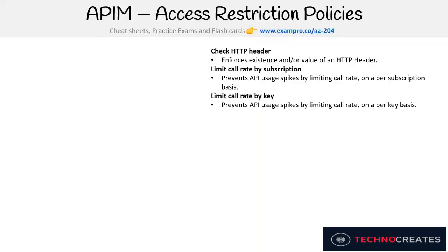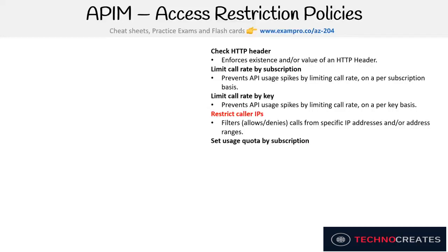Limit call rate by key, so prevent API usage spikes by limiting call rate on a per key basis. Restrict caller IP, so filter, allow or deny calls from specific IP addresses or an address range. That could prove very useful.